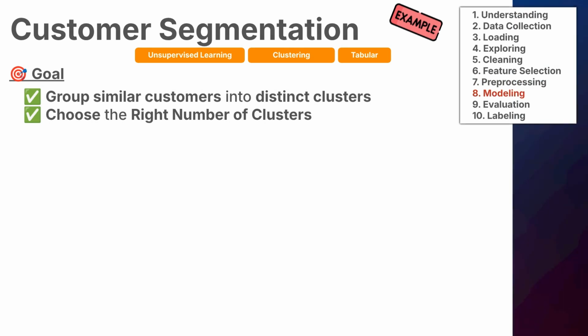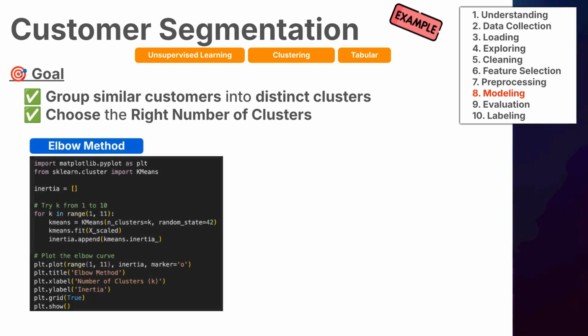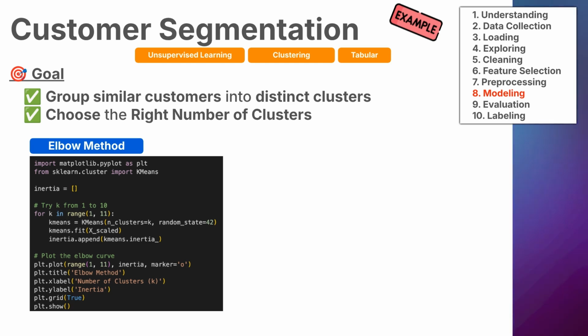8. Modeling. To apply the k-means algorithm to the preprocessed customer data and group similar customers into distinct clusters based on their behavior and characteristics. But before we run k-means, we need to decide on the number of clusters k. There are several ways to decide the number of clusters k, such as elbow method and the silhouette score. Let's try the elbow method. It runs k-means for a range of k values, like 1 to 10. Then calculate the inertia for each k.